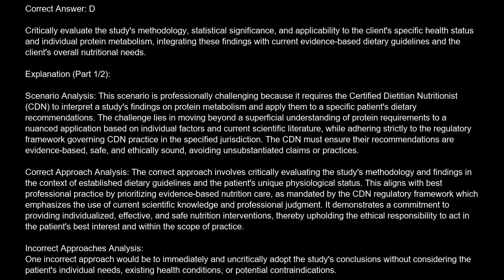Correct approach analysis. The correct approach involves critically evaluating the study's methodology and findings in the context of established dietary guidelines and the patient's unique physiological status. This aligns with best professional practice by prioritizing evidence-based nutrition care, as mandated by the CDN regulatory framework, which emphasizes the use of current scientific knowledge and professional judgment. It demonstrates a commitment to providing individualized, effective, and safe nutrition interventions, thereby upholding the ethical responsibility to act in the patient's best interest and within the scope of practice.